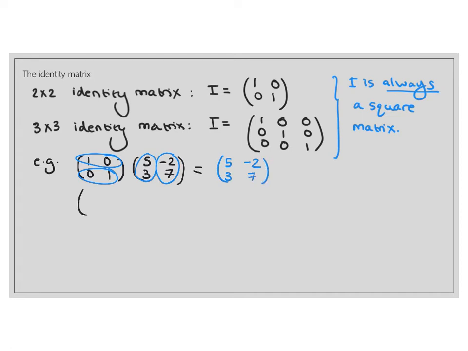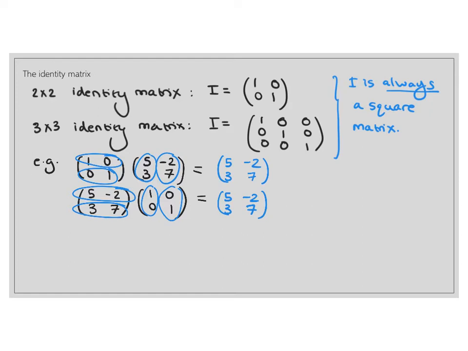Now, what would have happened if we had completed the matrix multiplication in this order? So reverse the order of the matrices. Try doing the matrix multiplication again and see what you get. So we have 5 times 1 plus negative 2 times 0, 5. 5 times 0 plus negative 2 times 1, negative 2. And 3 times 1 plus 7 times 0, 3 times 0, and 7 times 1. So you get the same result.